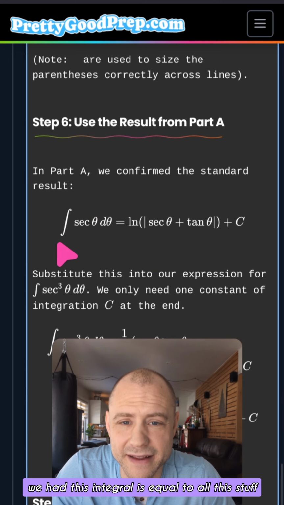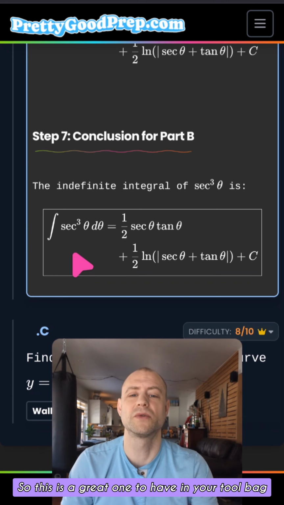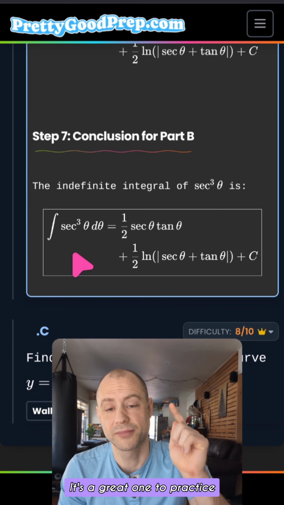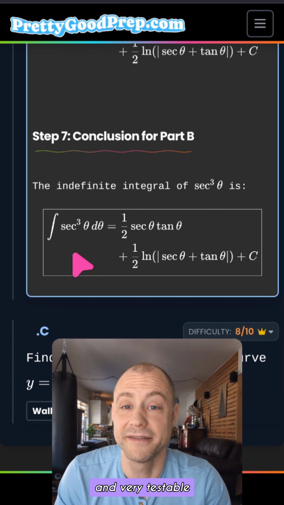So from part A, we had this integral is equal to all this stuff. And now we just sub it in. So this is a great one to have in your tool bag. It's a great one to practice. It practices several different skills. It is excellent exam prep and very testable.